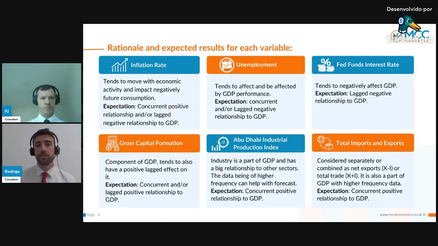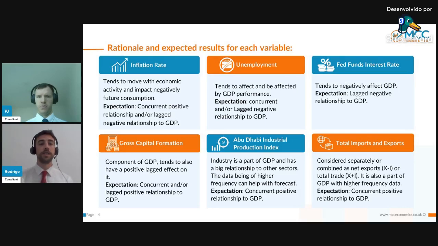And then total imports and exports, again, also a component of GDP. But their relationship to GDP may have a different look than just how they directly impact the calculation of GDP. You have the net exports, which are the exports minus the imports. That's the GDP component that we see when we calculate through the expenditure approach. But then we also have total trade, which might have more predictive power over GDP than the net exports itself.